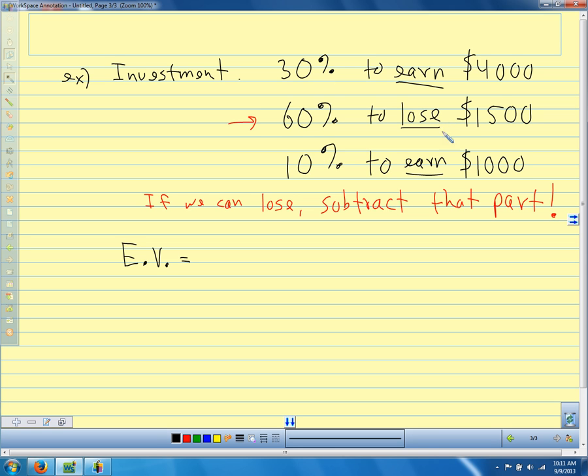How am I going to write that? 0.3 times 4,000 minus, there we go. I'm going to put that in red, minus, how am I going to write that part? 0.6 times 1,500, and we're earning plus 0.1 times 1,000.